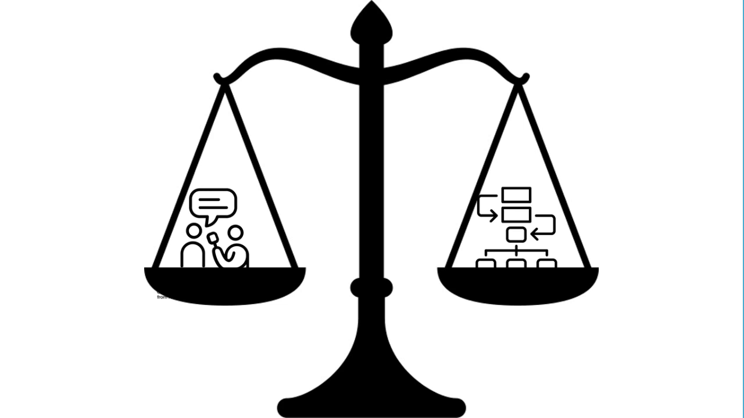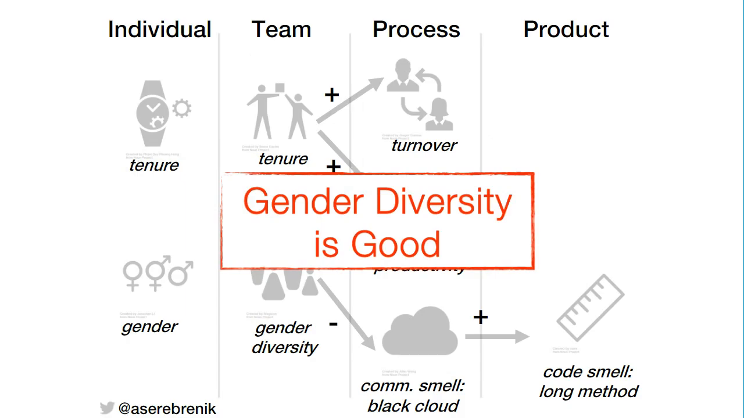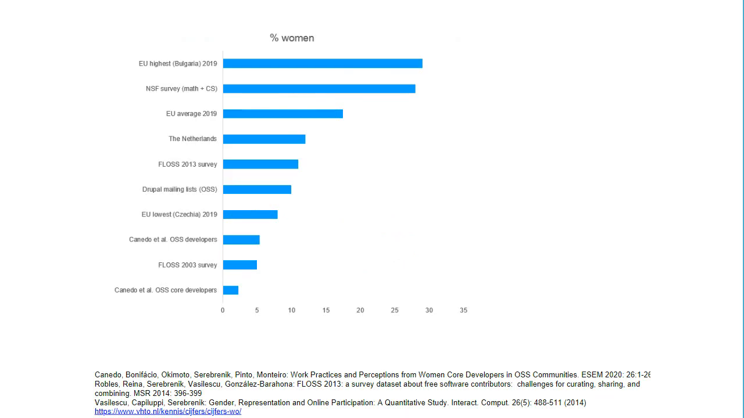So going back to the picture I have already shown in the beginning. We see gender diversity is good for productivity, has known associations with turnover, reduces suboptimal communication. Ultimately, gender diversity is good, right? So this means everything should be great. We should be seeing lots and lots of people of any gender in computing and specifically in software engineering. But of course, this is not true.